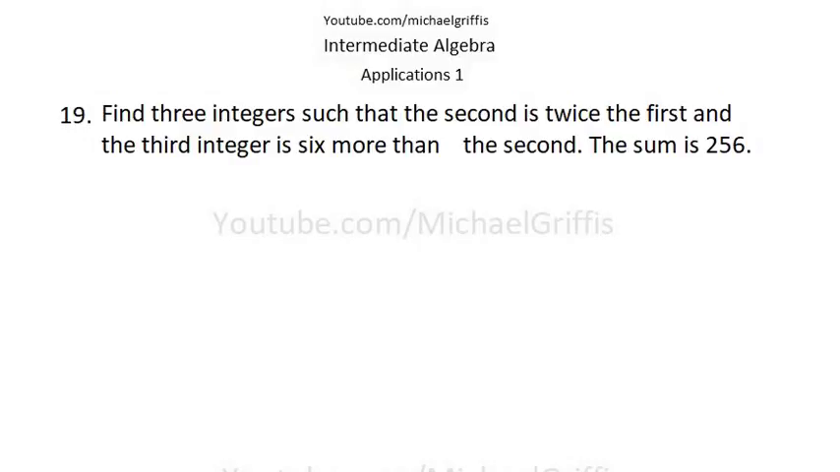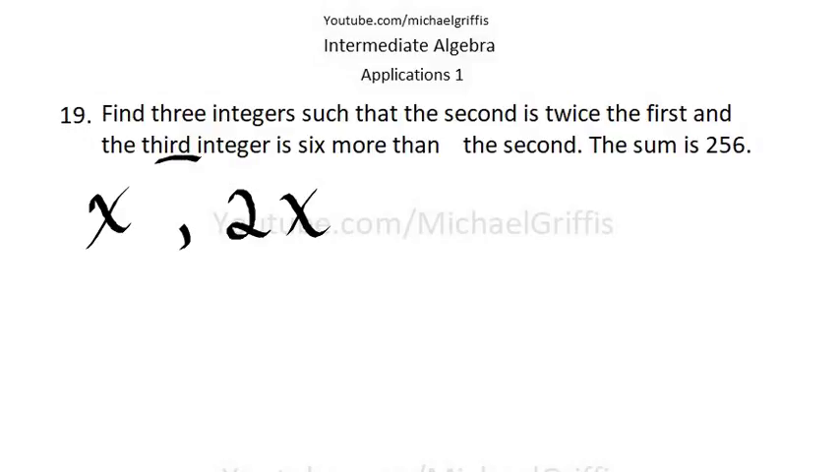We'll let x be the first integer. Okay, that's our first integer. Now what does it say? Find three integers such that the second is twice the first. So the second integer is twice the first integer, and that the third integer is 6 more than the second.